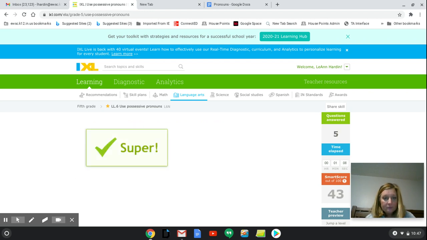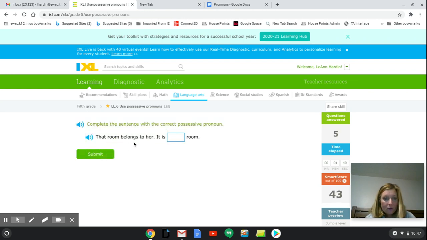Okay. That room belongs to her. It is her room. And these, I think, are even a little easier than LL3 was, just because a lot of times you can just tell what makes sense there to say if you read it carefully. If you have trouble reading it, hopefully you've got the little speaker there to help you. That glove belongs to Mr. Martin. The glove is his. His. All right.